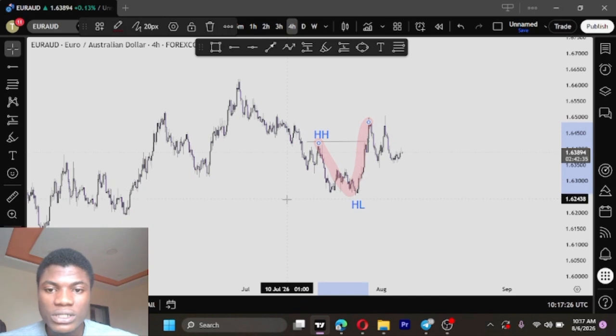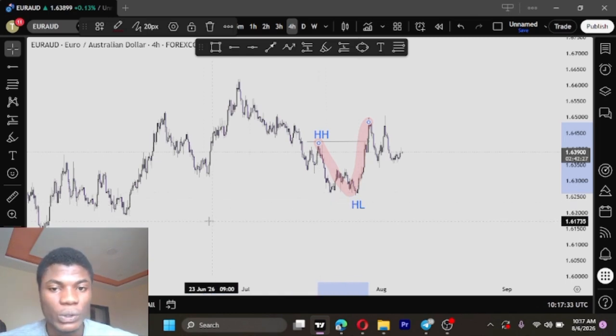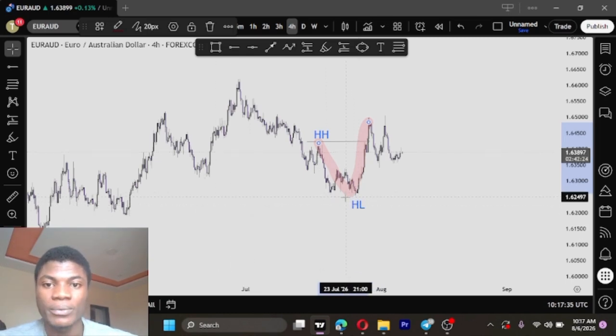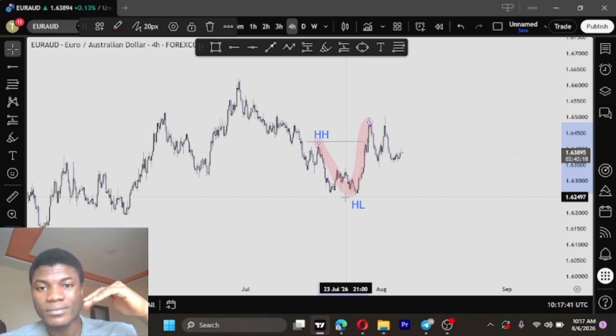Anything below this higher low, you have no business with it. At the same time, when placing your stop loss, you have no business placing it beyond this low. You always want to protect the higher low. When you want to buy, you want to protect the higher low, and when you want to sell, you want to protect the lower high, right?